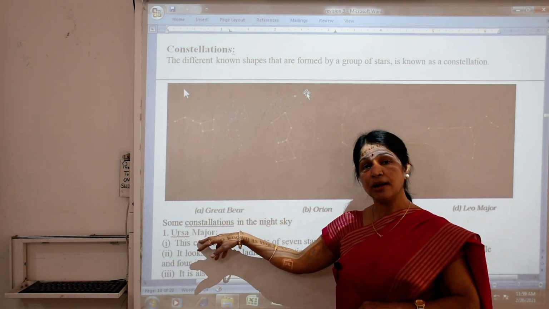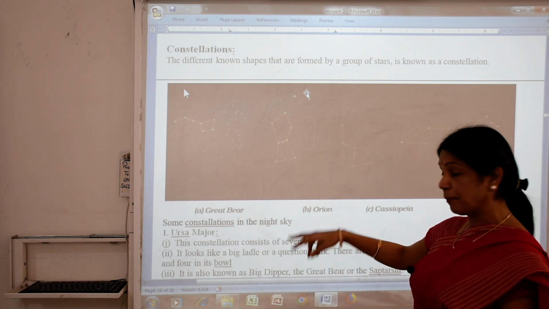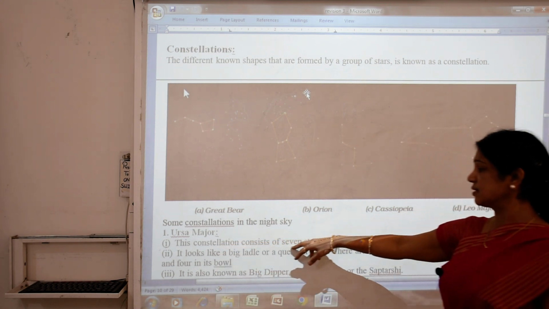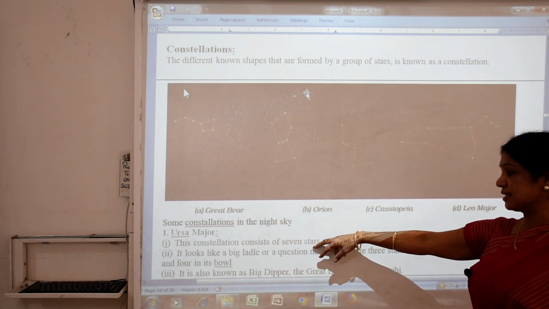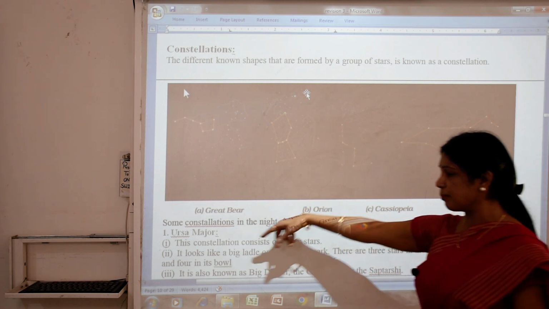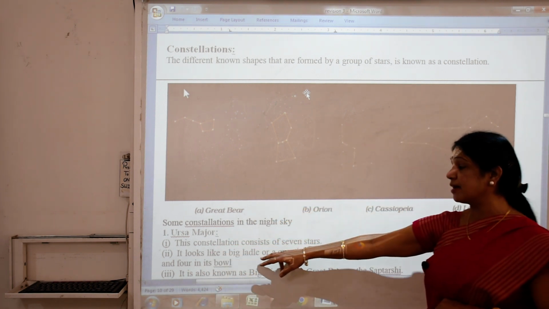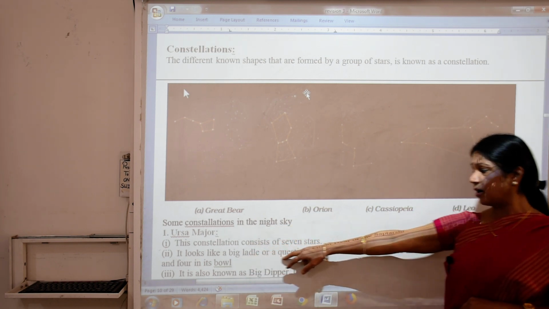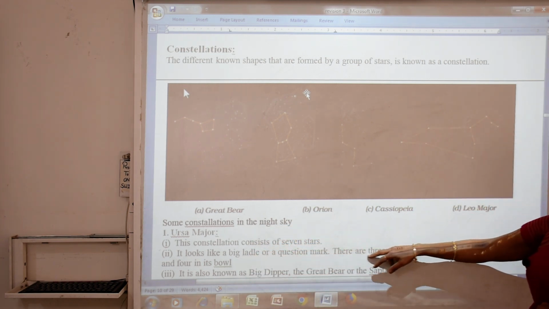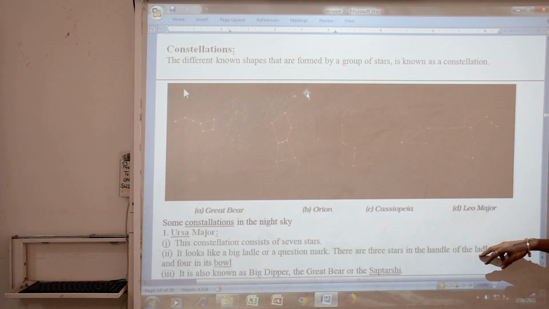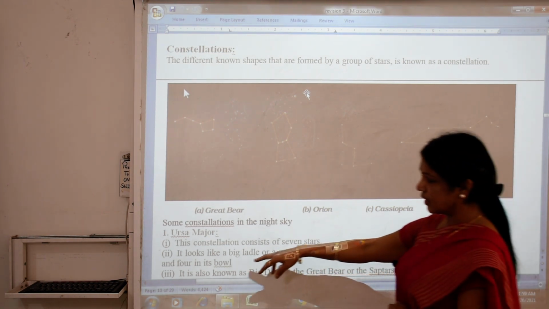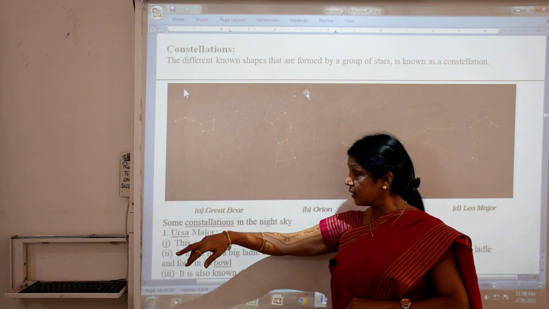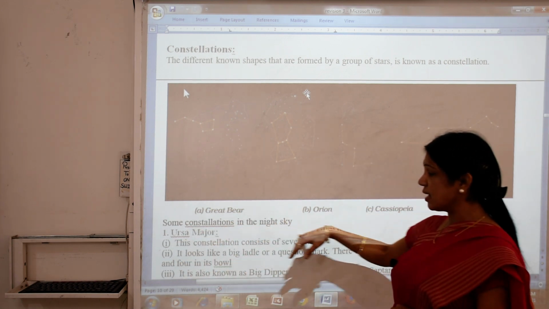First is the Ursa Major. What is the Ursa Major? This constellation consists of 7 stars. It is called the Ursa Major. It looks like a big ladle, or a question mark. There are 3 stars in the handle of the ladle, and 4 in the bowl. That is called the Ursa Major.